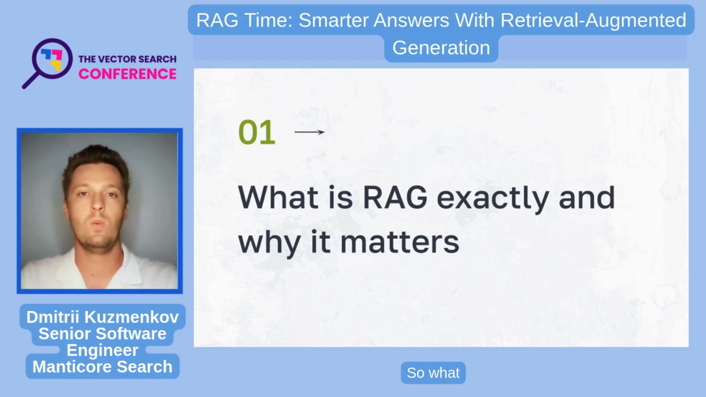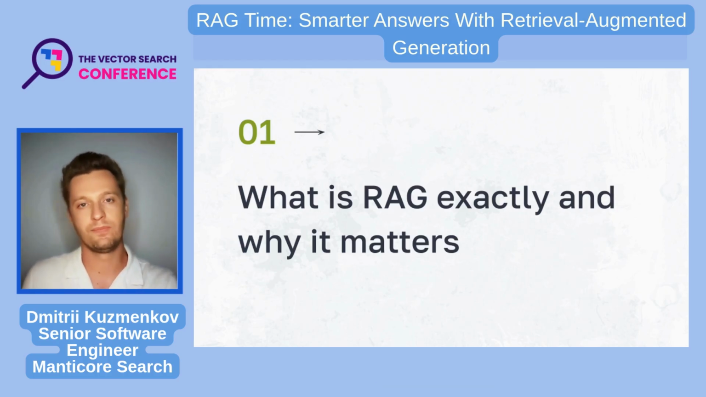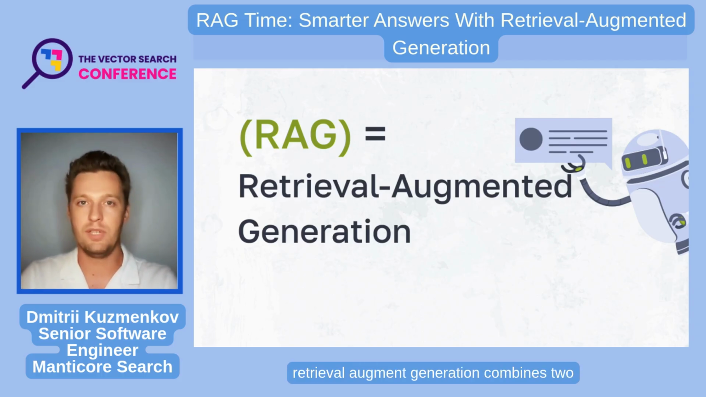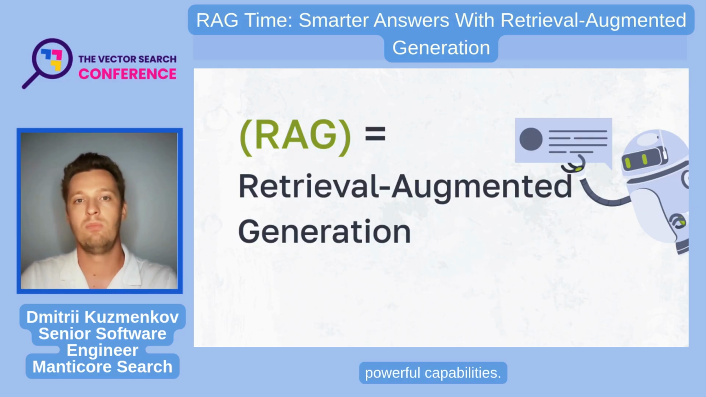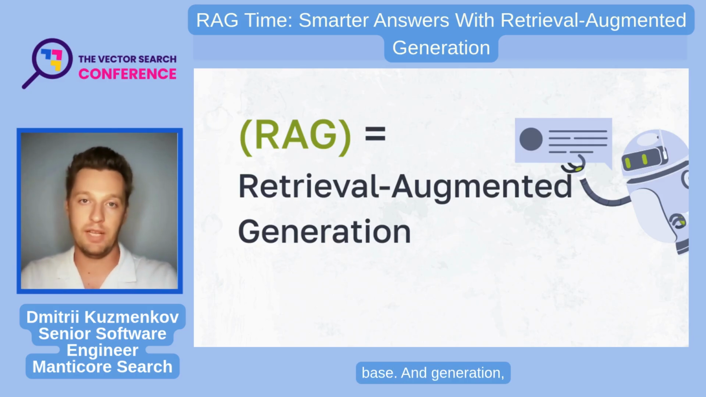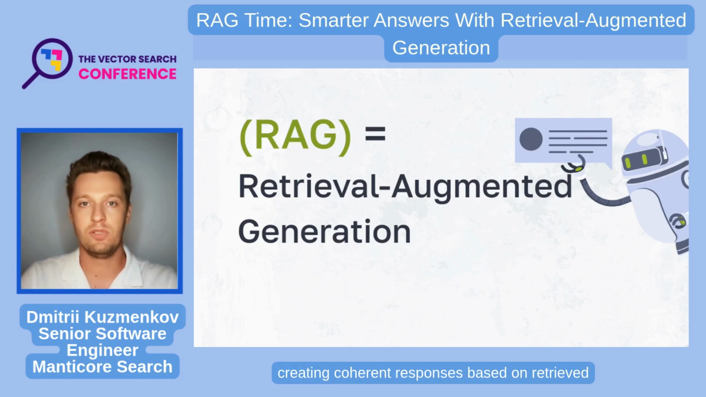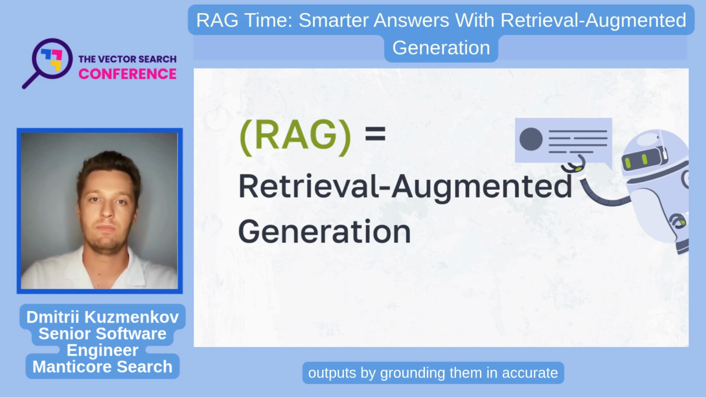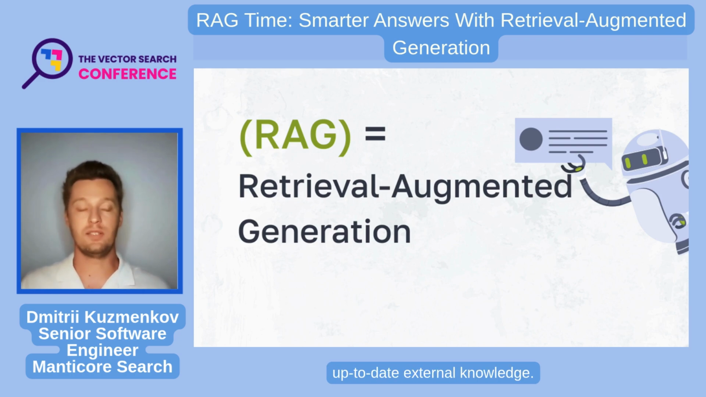So, what exactly is RAG? At its core, Retrieval-Augmented Generation combines two powerful capabilities: retrieval, finding relevant information from a knowledge base, and generation, creating coherent responses based on retrieved information. RAG enhances LLM outputs by grounding them in accurate, up-to-date external knowledge.